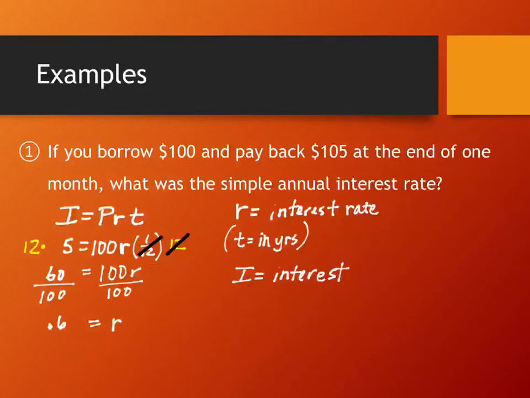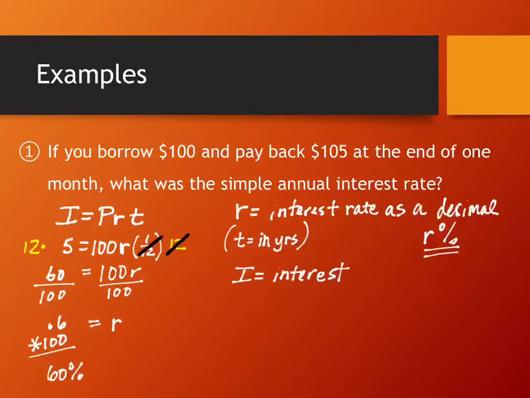This interest rate, much like time, has to be defined in a certain way. The R in the equation is a decimal value and not a percent value. So R is the interest rate as a decimal. So R percent is actually my percent. Over here, this 0.6 for R is correct, but the question asked me what is my percent. So I have to multiply by 100 in order to get the percent. So this would be a 60% interest rate.